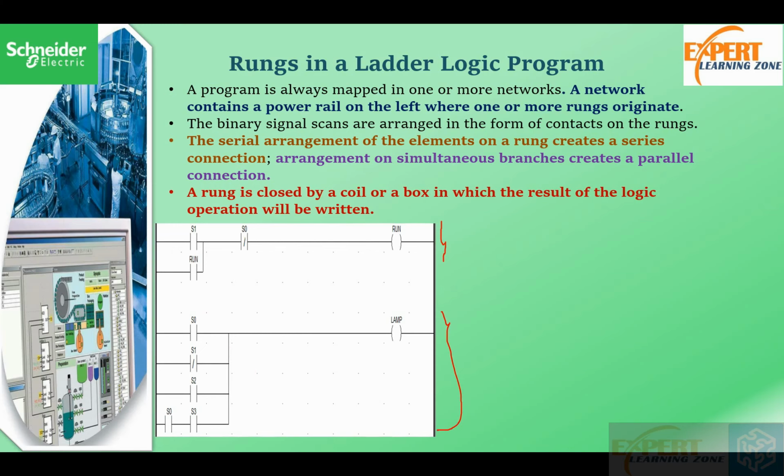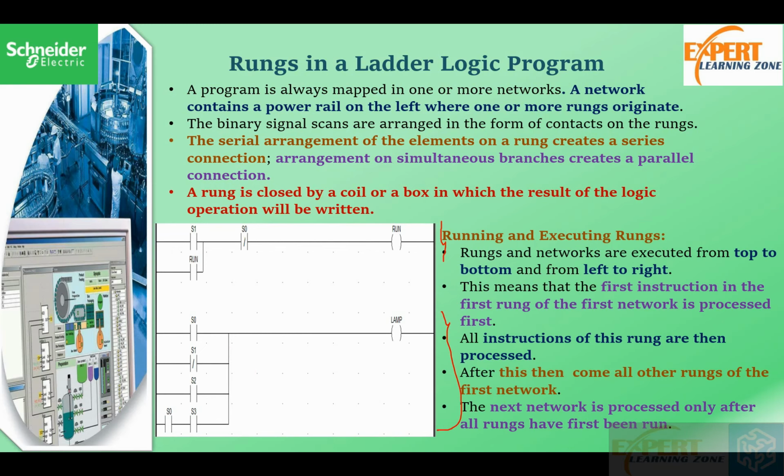Now, what are the rules of running and executing rungs? Okay, rungs and network are executed from top to bottom and from left to right. So this means that the first instruction of the first rung of the network is processed first. So we mean that this instruction and this instruction are processed first. Okay, so this is processed first to give this output. Then next, this is processed to give this output.